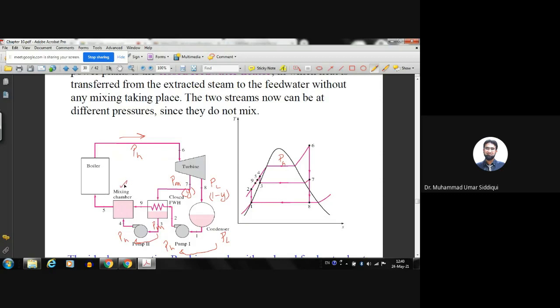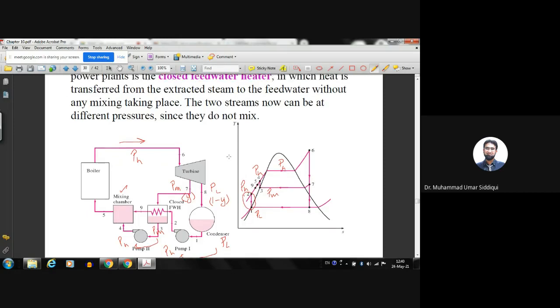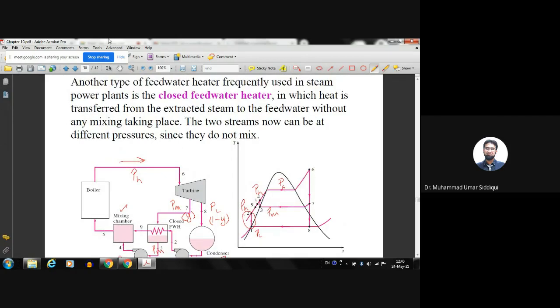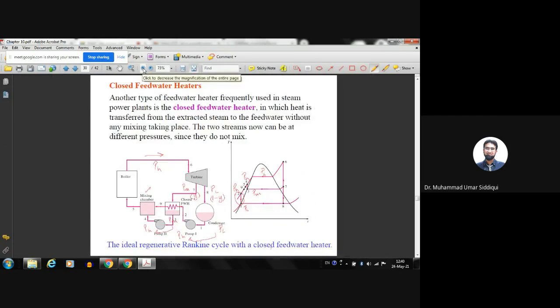Okay, so the idea with using a closed feed water heater is that we have both the pumps of the same rating. This pump is going to raise the pressure from low pressure to high pressure, and this pump is going to raise the pressure from medium pressure to high pressure. So both the pumps are raising the pressure to high, and we do not need to mix the two fluids at different pressures. So that is the main difference between using the closed feed water heater or the open feed water heater.